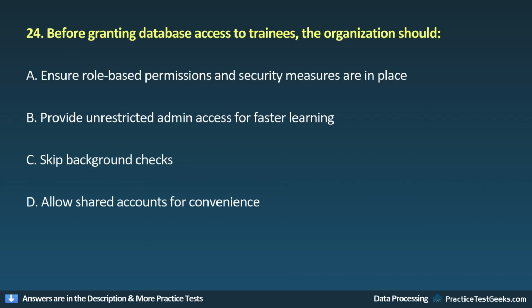24. Before granting database access to trainees, the organization should: A. Ensure role-based permissions and security measures are in place. B. Provide unrestricted admin access for faster learning. C. Skip background checks. D. Allow shared accounts for convenience.